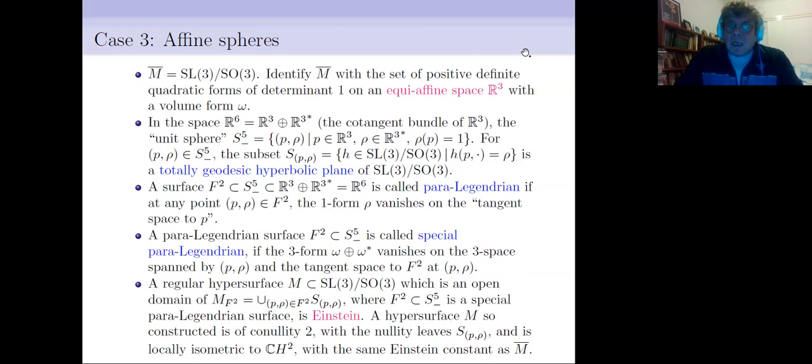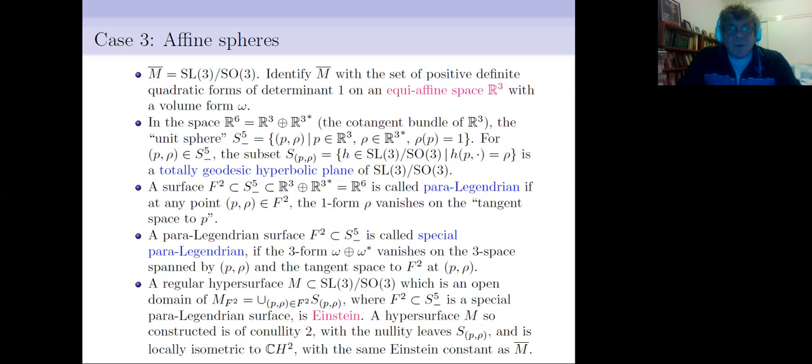We have, instead of a real vector plus i times another real vector, a 3-form and a 3-vector, and we have the unit sphere, which this time is the set of pairs, vector and 1-form in 3-space, such that our 1-form acts on our vector and gives us a 1. We get this sphere, and then we have an SL3 action, and more or less it's all the same, except everything has the minus sign, right?